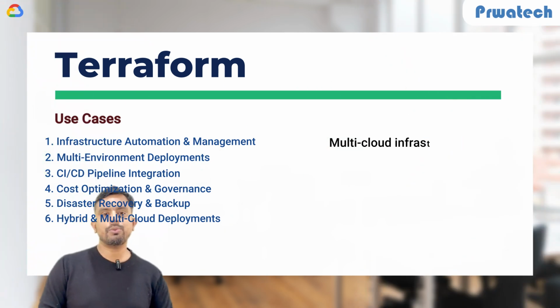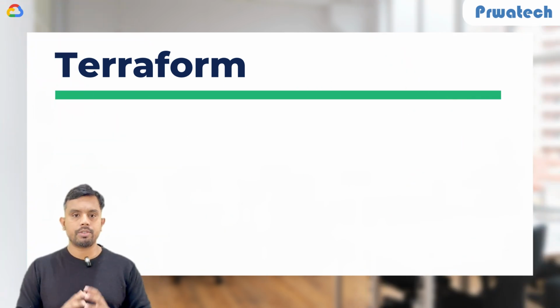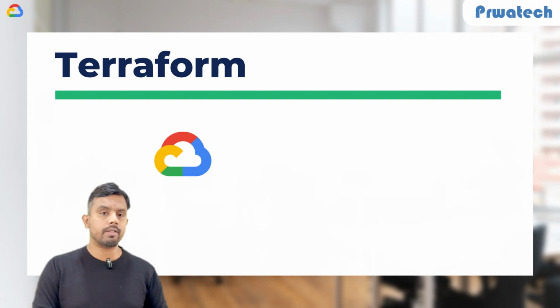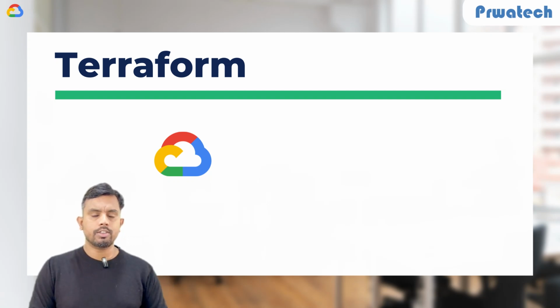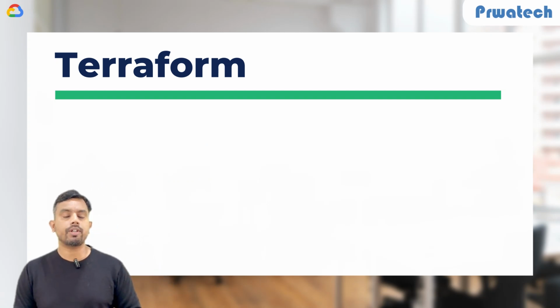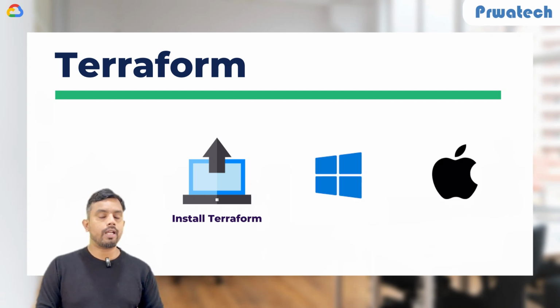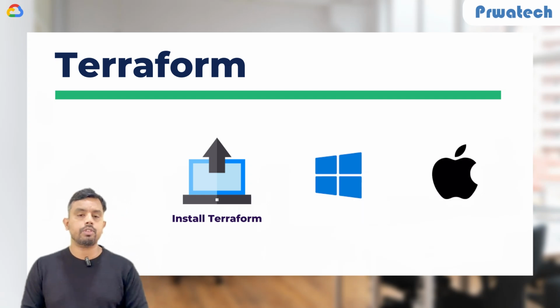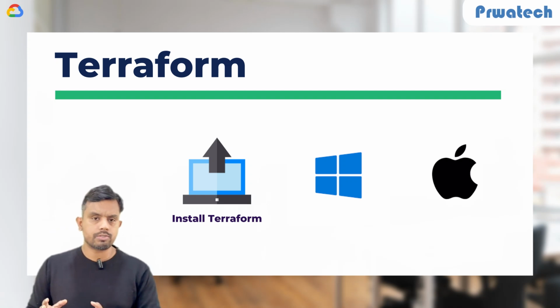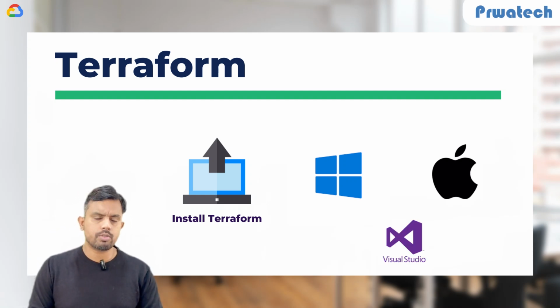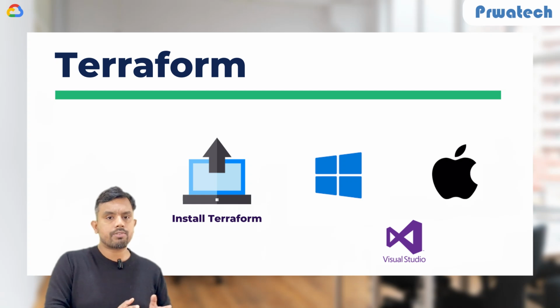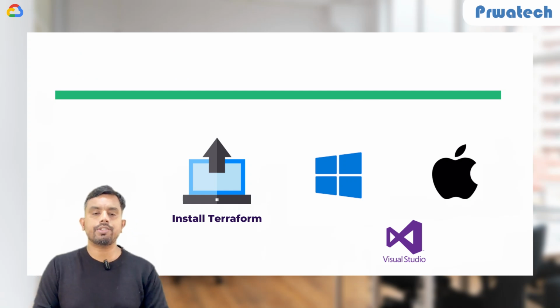So let's learn how to use Terraform on your GCP platform. The more important thing is that you have to install Terraform on your local machine. If you're using Windows or Mac, you have to install it, and then the other tool is Visual Studio that you have to install. So we will discuss these tools, the installation, and then we will implement this tool in your GCP configuration, and we will do the instance creation and bucket creation using Terraform. Let's see.